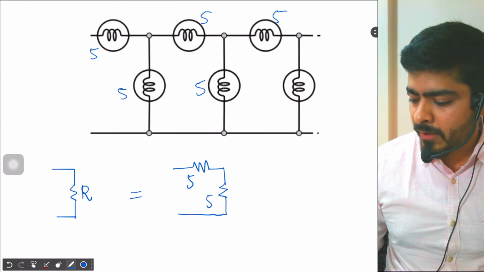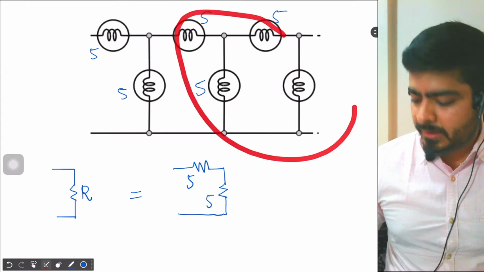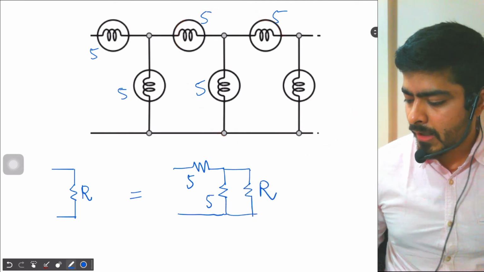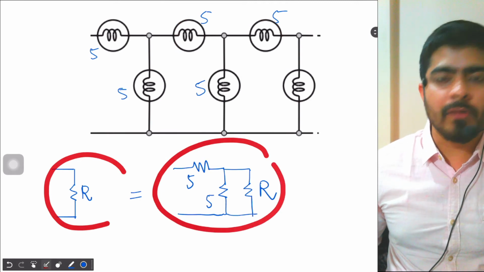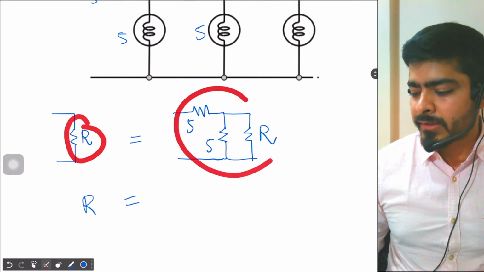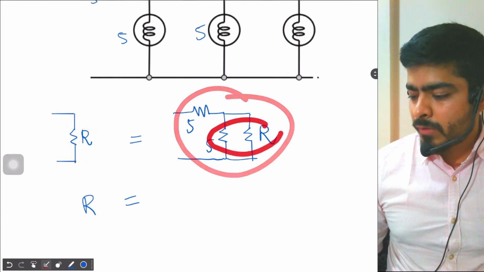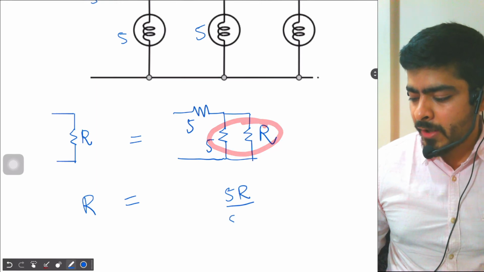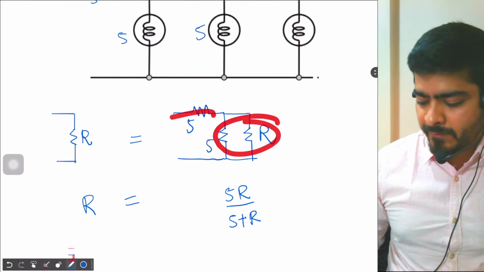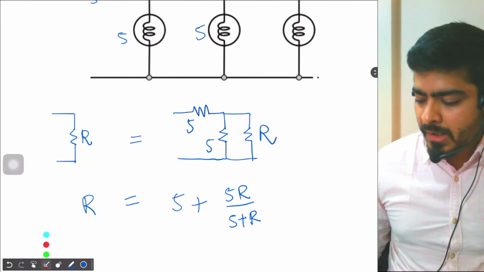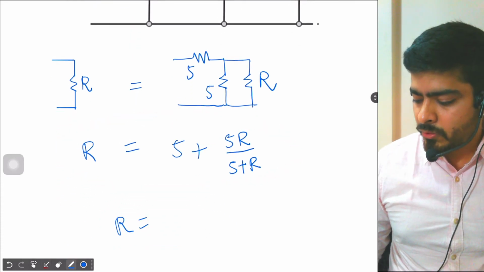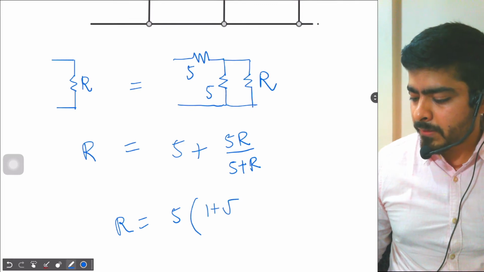This is 5, this is 5. And for the remaining ladder, I take the equivalent resistor of R. So both these circuits are equivalent, right? That means resistor on the left R should be equal to the net resistance on the right. So these two are in parallel, so you get their net resistance to be 5R upon 5 plus R. Okay, and this branch is in series with this 5 ohms, so I add 5 ohms over here.